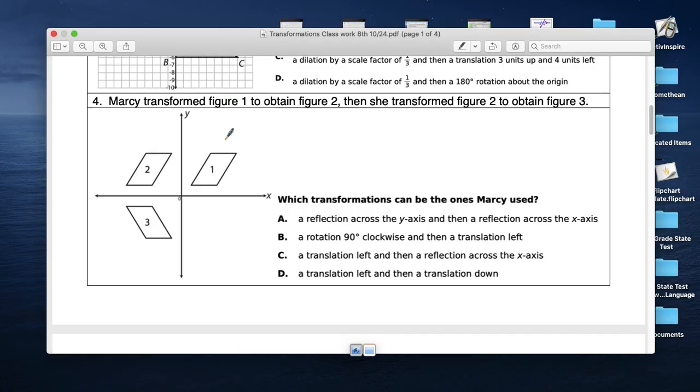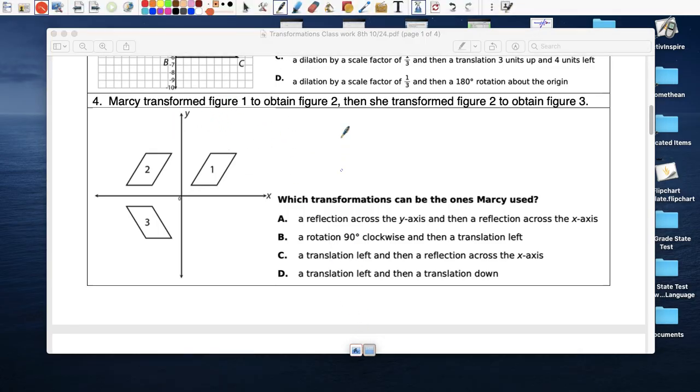Marcy went from here to here. How does this shape go from here to here? Obviously, it's a translation, so you went translation to the left. And then how does 2 become 3? If you look at it, obviously it's a reflection. So notice that this point is over here, this point is over here, and they're all equally distant from the line of reflection, which in this case is the x-axis.